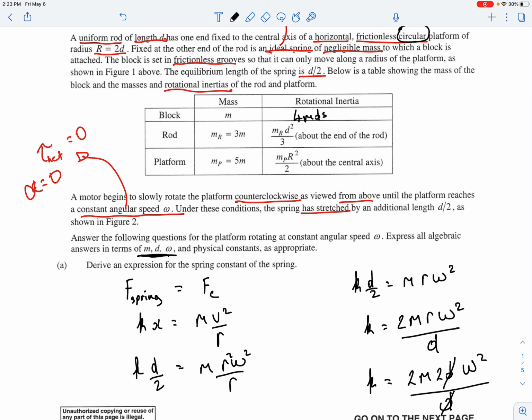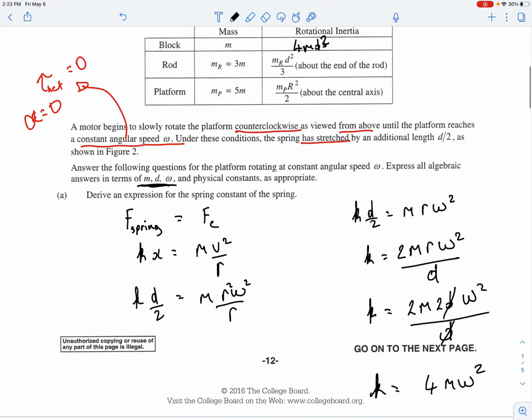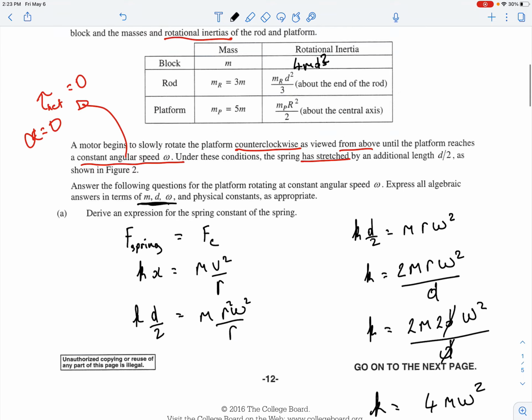4md squared. So all you have to do now is just add them up. Because remember, moment of inertia, or the rotational inertia, is like the rotational mass. So because mass is a scalar quantity, the rotational inertia would have to be a scalar quantity. That simply means that you could just add those up together. So the total I would just be equal to I for the block plus I for the rod, and I for the platform.